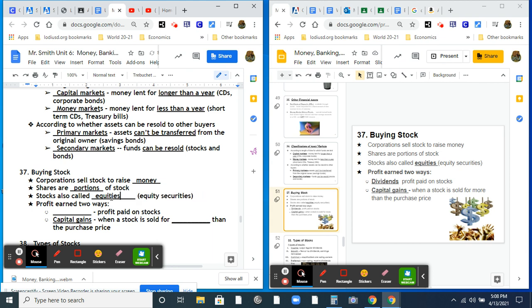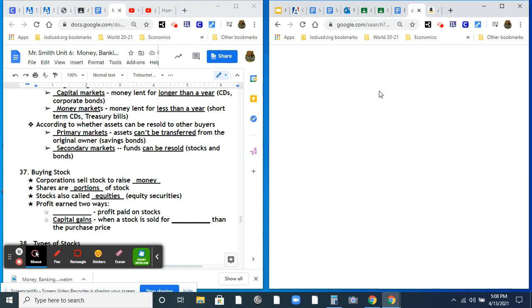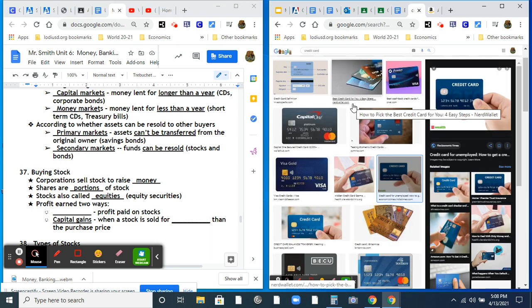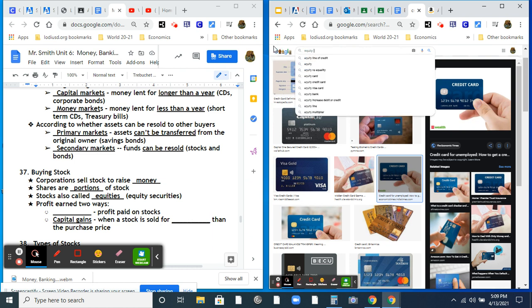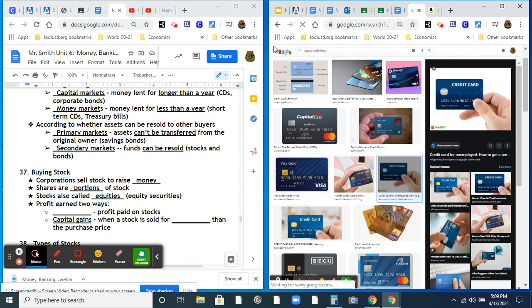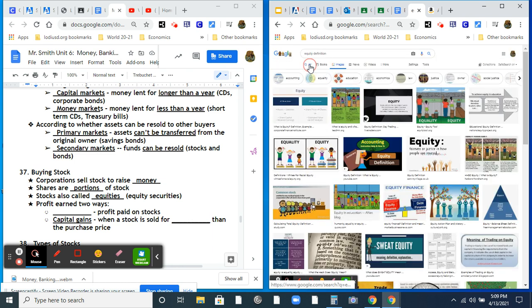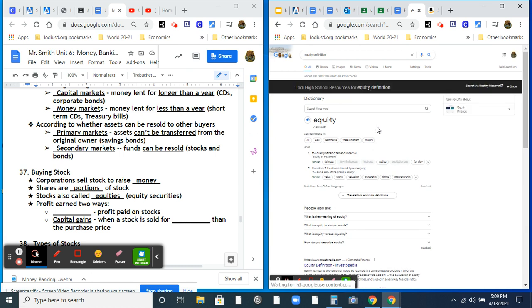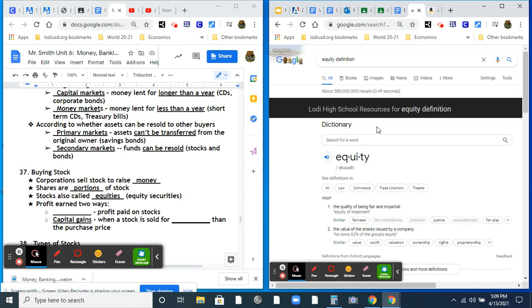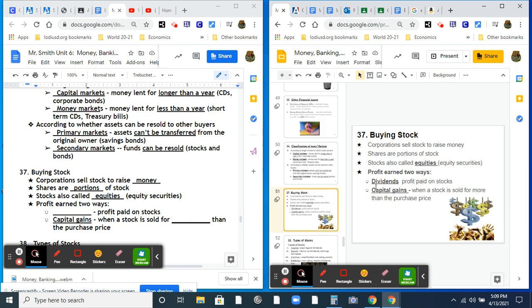because equity is something that has value. Look up the term equity. And it's supposed to be fair. The value of the shares is issued by a company. You're basically setting a fair price on the share. That's why it's called equities. But it's also synonymous with a stock share.